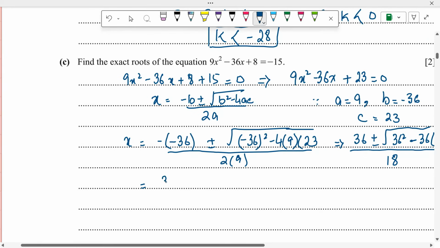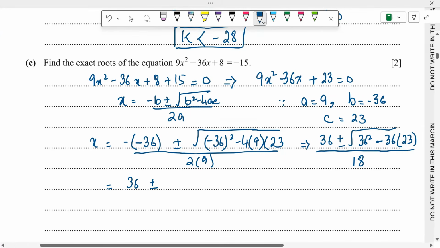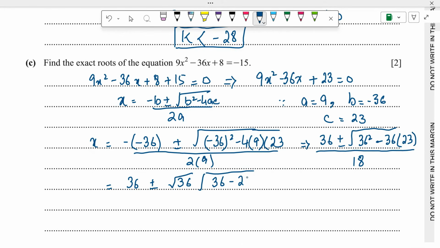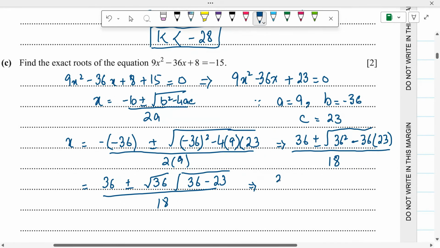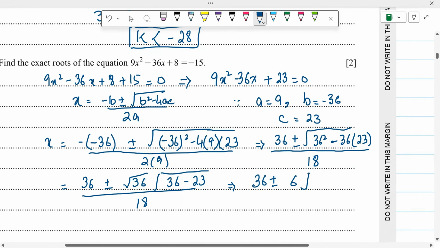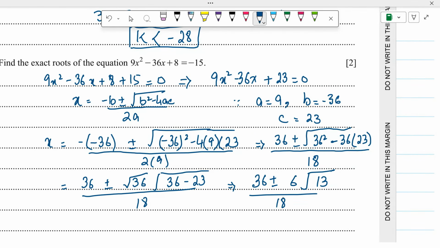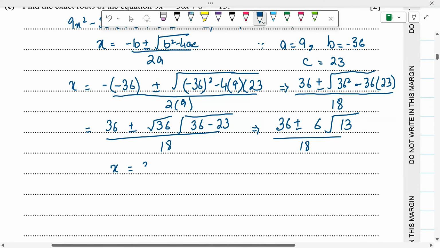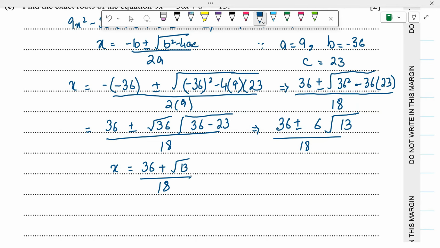And this is equal to (36 ± ...), taking 36 common, we will have √36 and in another root we will have 36 − 23, over 18. This is equal to (36 ± 6√13) / 18. So the roots are x = (36 + 6√13) / 18, or x = (36 − 6√13) / 18.